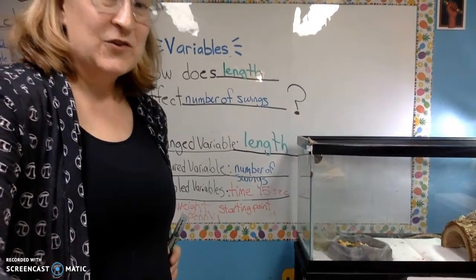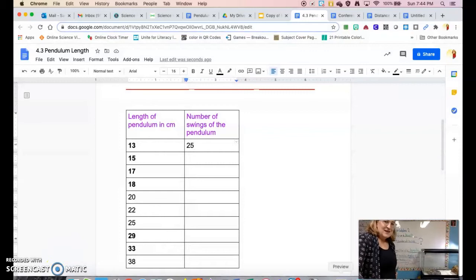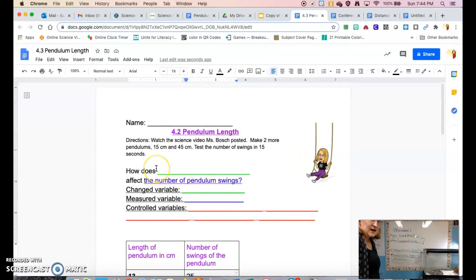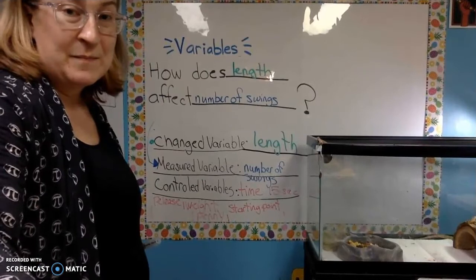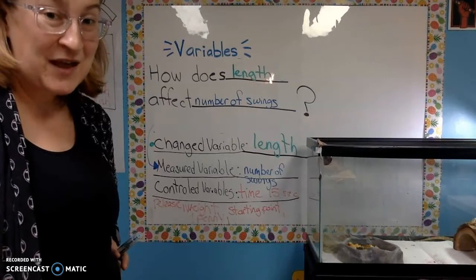This, by the way, is the first thing you fill in on your worksheet. Let me jump over to that again. Can you see it still? On your worksheet, there it is. You need to write, how does the length affect the number of swings? Changed variable, see green and green. I'm trying to help you out here, fifth grade. I don't want anyone super frustrated. The changed variable is the length. The measured variable is the number of swings. And the control variables are all down there. If you want, this is a perfect time. Hit pause on this video and fill in those answers on your worksheet. Go ahead.